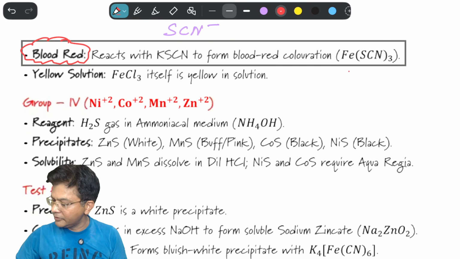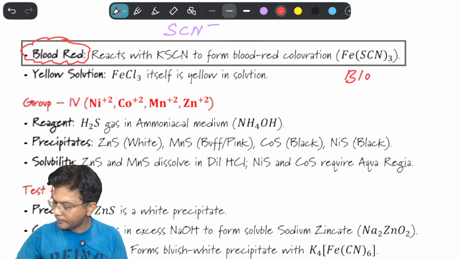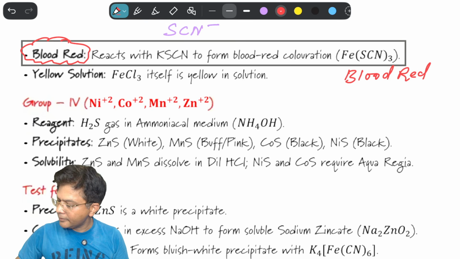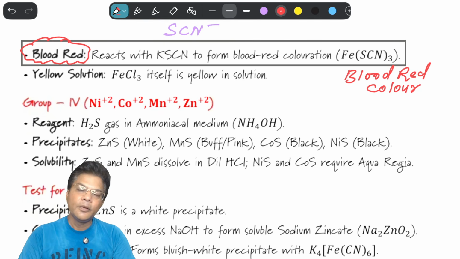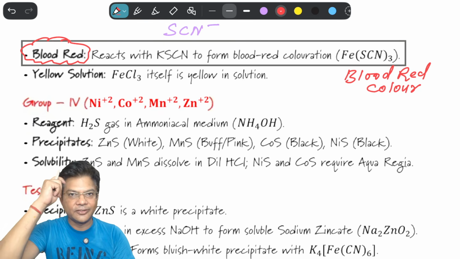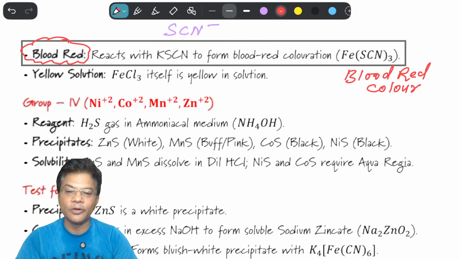So this is blood red color. Always remember Fe(CNS)3. This is given in your purification of organic compounds as well, that's organic chemistry. There also you will meet this same compound.